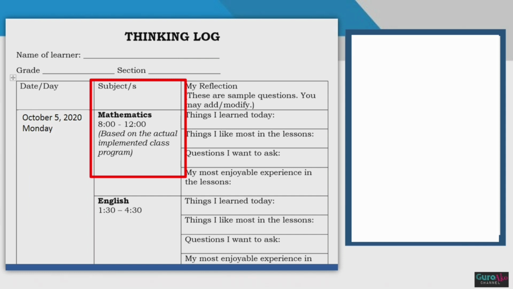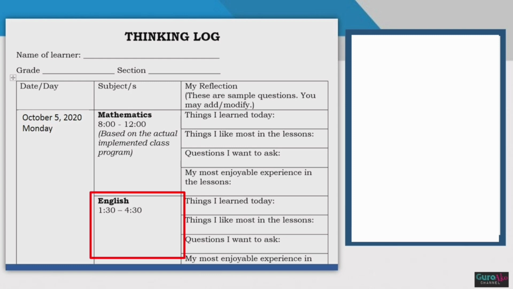Halimbawa, based on the actual class program ngayong October 5, that's Monday, schedule ng bata na sasagutan yung math module niya from 8 to 12 noon. Yun yung ilalagay natin sa second part. Then in the afternoon, ang schedule naman niya na sasagutang modules from 1:30 to 4:30 is English. So dapat makikita yan sa ating thinking log. Magmamatch ang schedule ng thinking log sa actual class program.